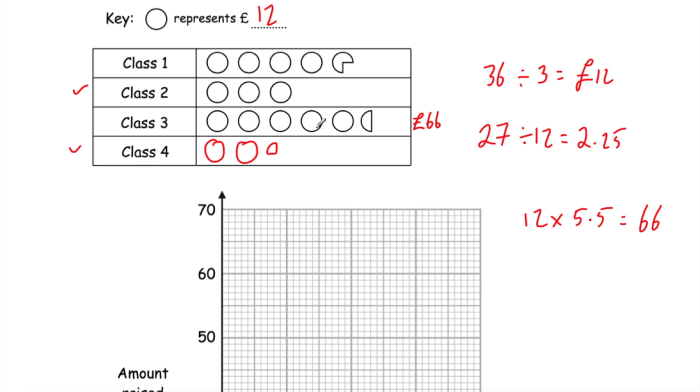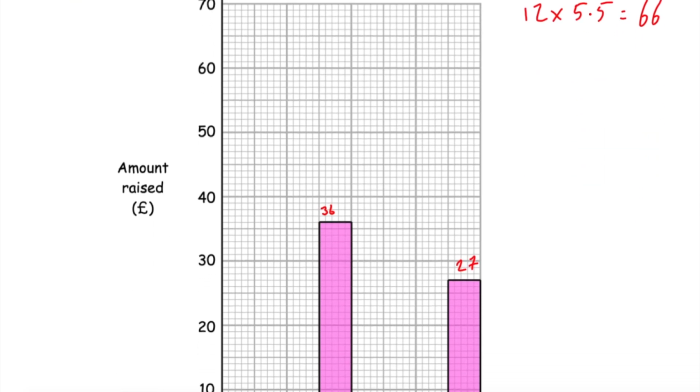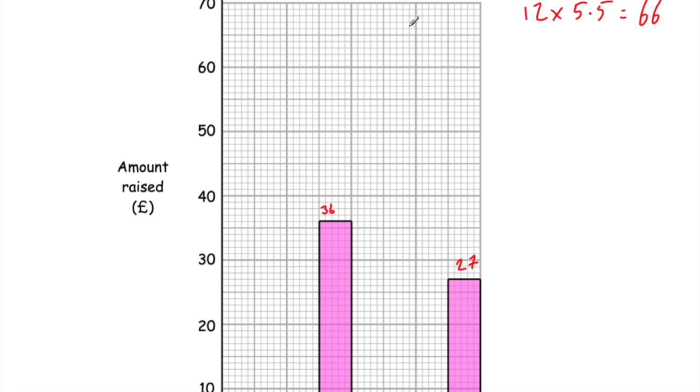So we need to draw a bar for class 3 that goes up to £66. So that's going to be up to there in terms of its height. So let's do that. So let's get a ruler and pencil, and let's go to £66, which is there. So there's the top of the bar, and then coming down on the left hand side and coming down on the right hand side like so.